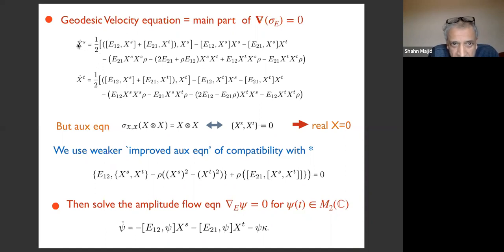You just apply star, you take these equations. Let's say you take the equation for xs. You apply star to both sides. And then xs star will become minus xs star is minus xt. So this will become an equation for xt dot. And what you require is that when you apply star to this equation, you should get this equation. So compatibility of star, the minimal compatibility, turns out is this. And this turns out to be a weaker version of this. So this always implies this. And that's in the general theory.